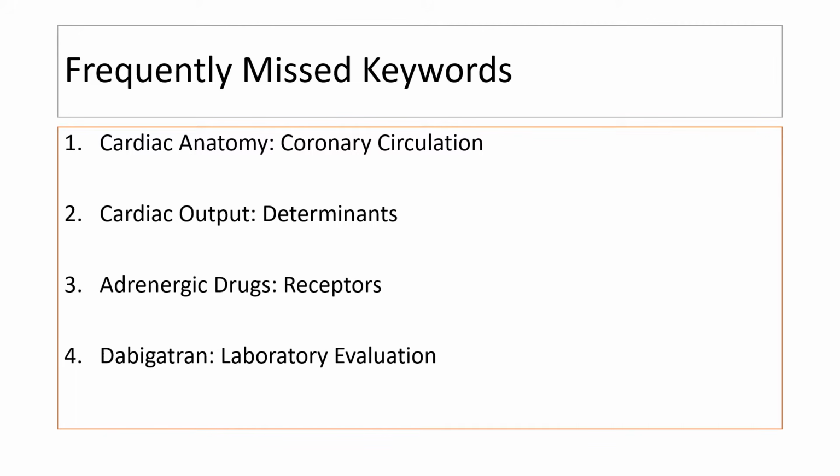These are the keywords that we will review in this slideshow. The first is cardiac anatomy and a review of the coronary circulation. The second is cardiac output and the determinants of. The third are adrenergic drugs and their receptors. And the fourth is Dabigatran and its laboratory evaluation.